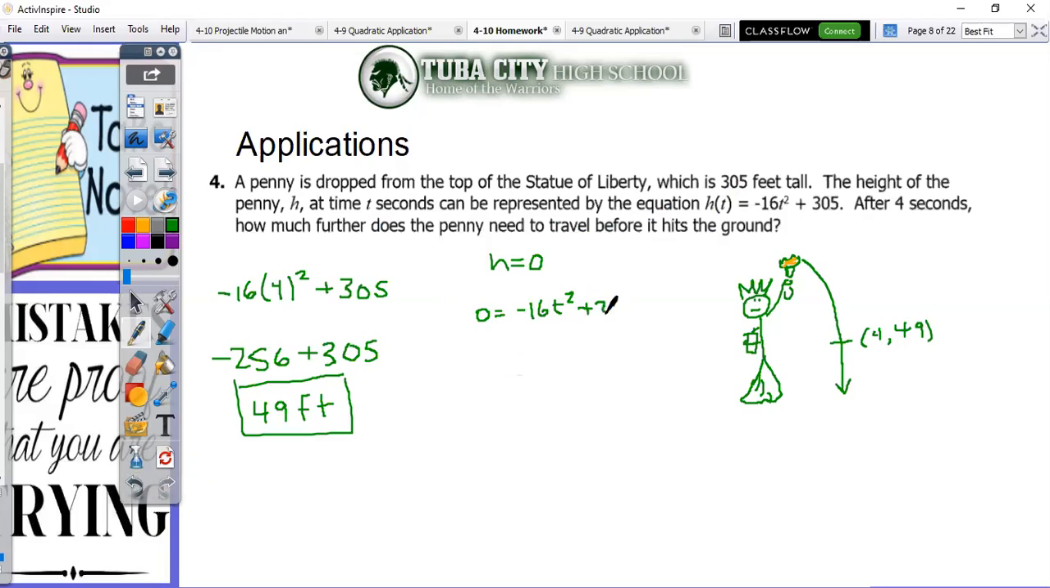So we need to know when it will hit the ground. All right, so this means we don't know what the time is because we're asking for the time, right? Because if you're asking for something, that's one of the things you don't know. It's one of the things you don't have.